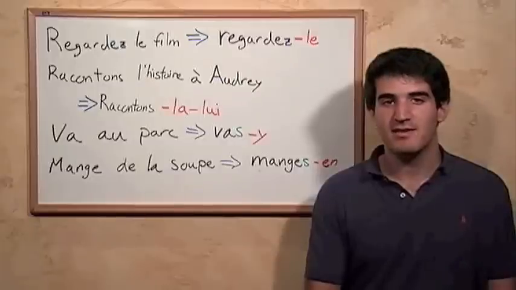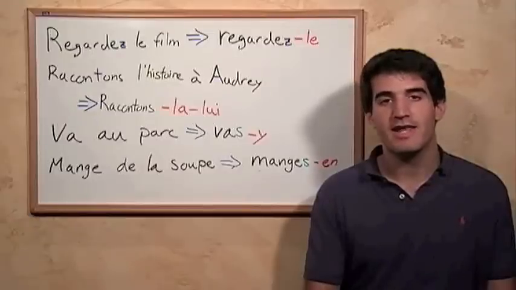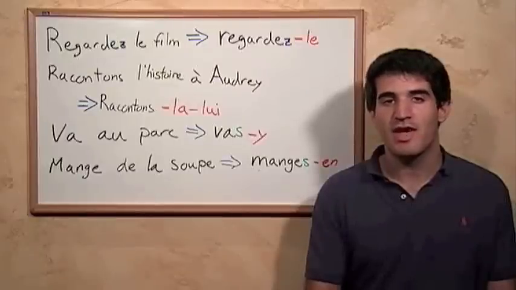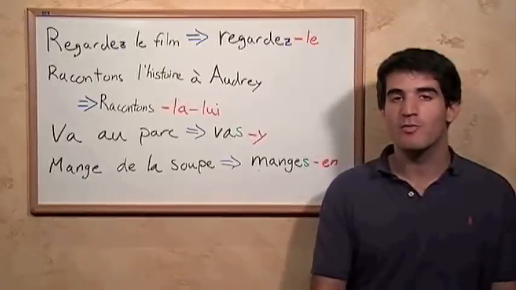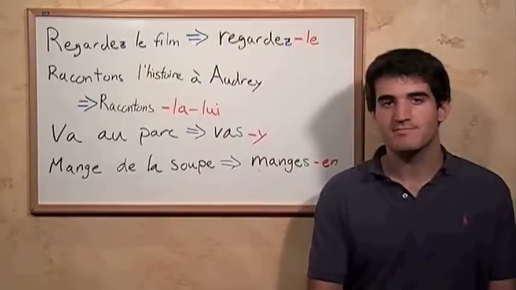In this case again, since mange is the tu form of an ER verb, when it comes before en or y, we add the S at the end where we don't have it otherwise. So we get mange-z-en. C'est tout.